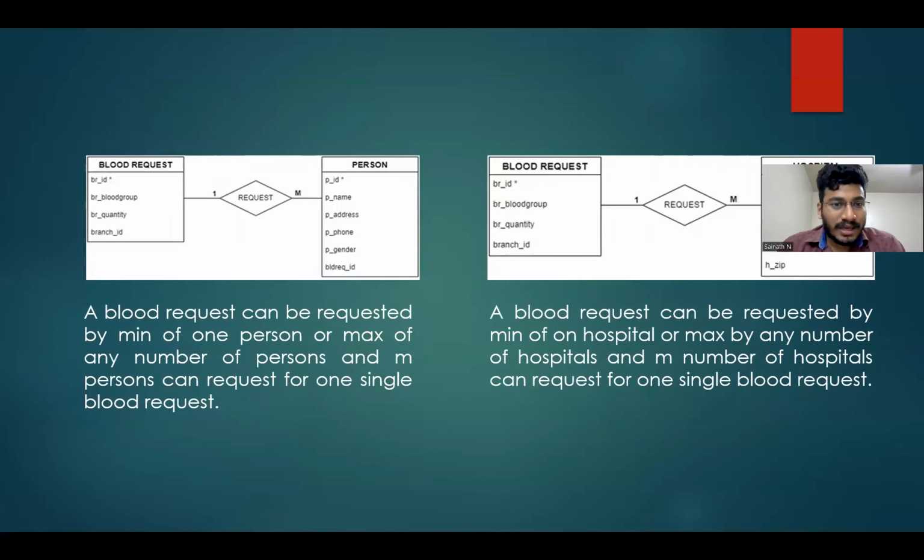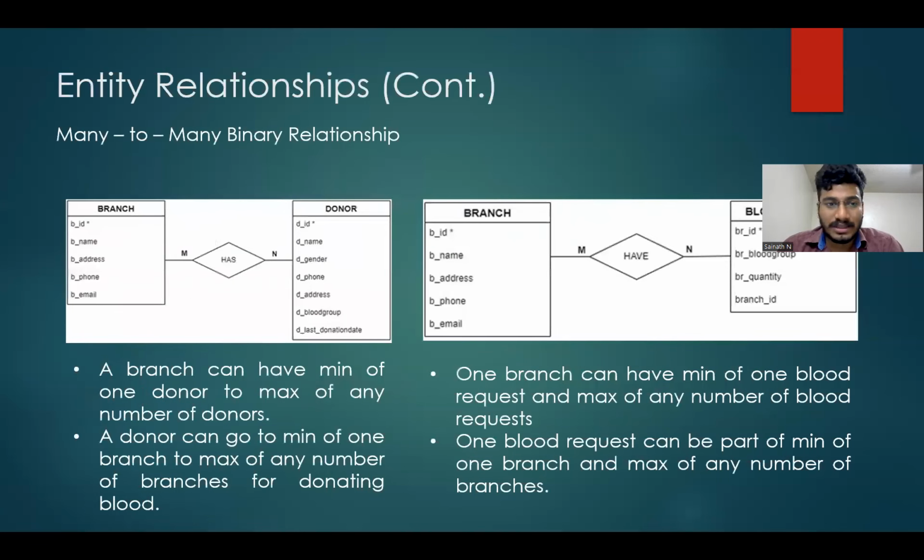And coming to the relationship between blood request and person, a blood request can be raised by any number of persons with a minimum of one person, and M persons can raise one single blood request. And coming to the relationship between blood request and hospital, a blood request can be requested by a minimum of one hospital. Basically, a blood request can be raised by any number of hospitals with a minimum of one hospital, and M number of hospitals can request one single blood request, and multiple requests can be raised by multiple hospitals.